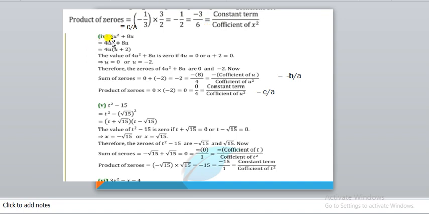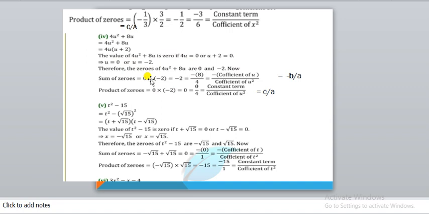Next question is 4u square plus 8u. Where we are taking 4u common, we'll get inside u plus 2. So on equating to 0, you get 4u equal to 0 and u plus 2 equal to 0. So you will get u equal to 0 and u equals to minus 2. Therefore, zeros are 0 and minus 2. So now we will verify the relationship.